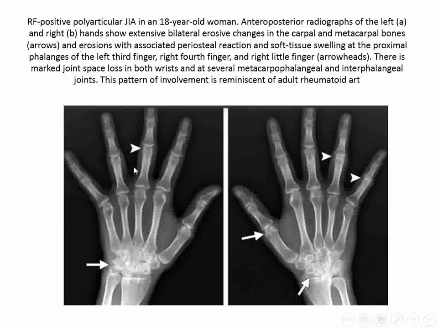This is a bilateral hand AP X-ray, polyarticular juvenile idiopathic arthritis. It shows characteristic radiological features similar to rheumatoid, like erosions here and here, and also there is soft tissue thickening like here, and periosteal reaction, which is more in juvenile idiopathic than rheumatoid arthritis. And there is some fusion or decreased joint space here in the carpal bones. It's similar to rheumatoid arthritis.